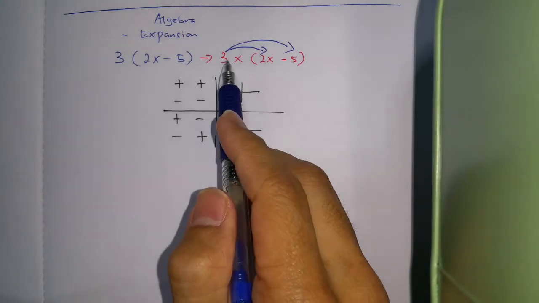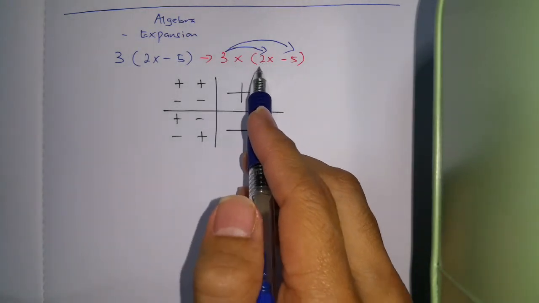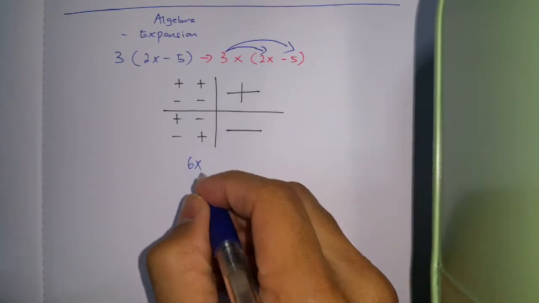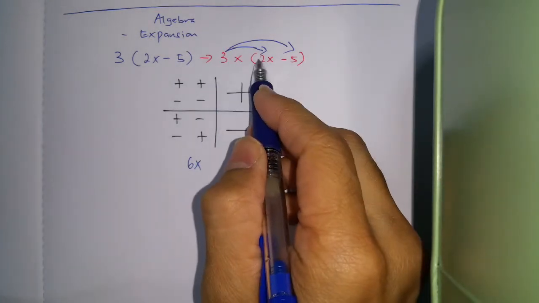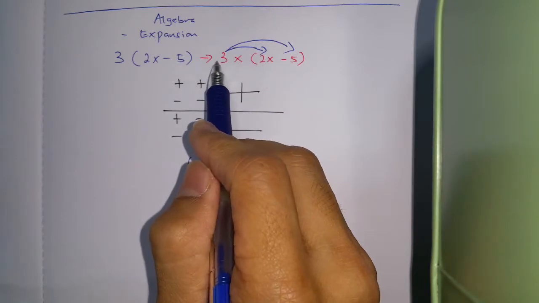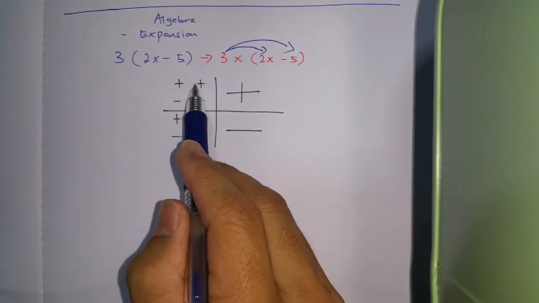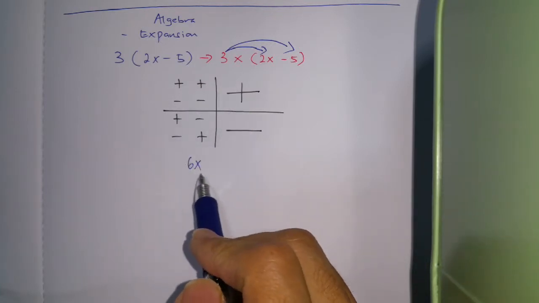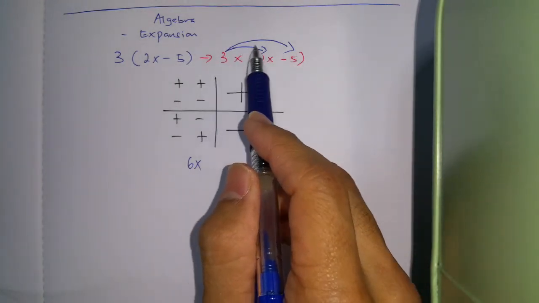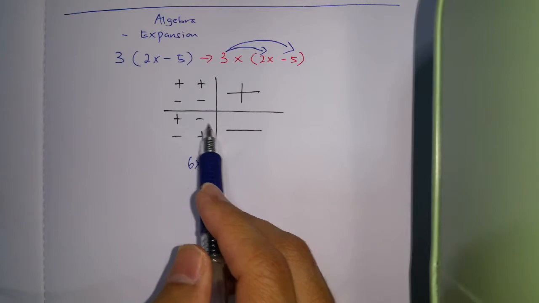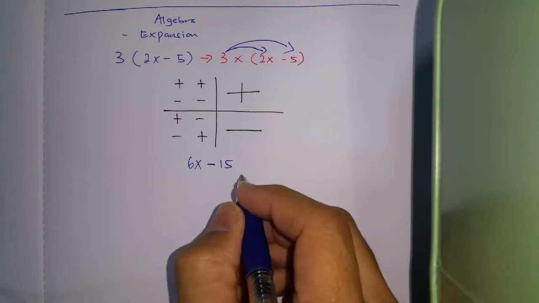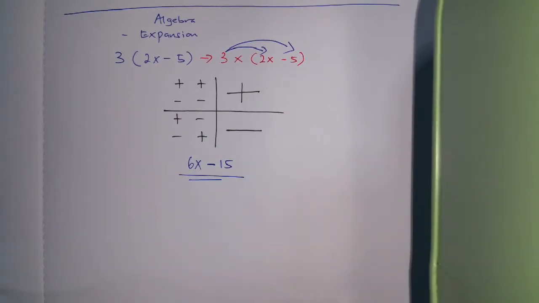So back to this one. This is 3 multiplied by 2x. So 3 times 2 is 6, and then there's an x here, so we just put an x. This one is actually a positive. There's no sign, it means this is a positive. There is no sign for this 3, it also means this is a positive. So plus multiplied by plus is a plus. That's why I will just put a 6x here. The next one is a plus multiplied by minus. So plus and minus gives me a minus, so I will put a minus here. 3 times 5 is 15. So this is your answer for this question.